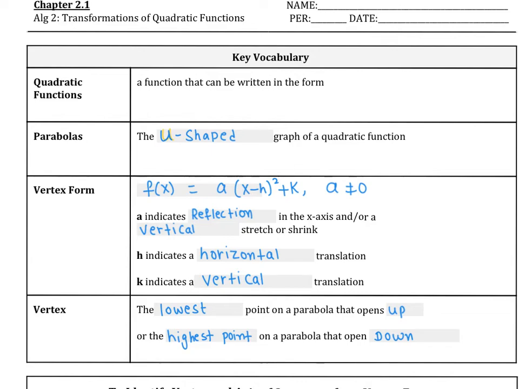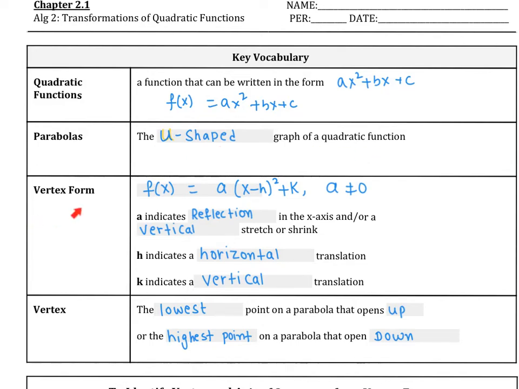Chapter 2.1 Day 1: Transformation of Quadratic Functions. A quadratic function is a function that can be written in the form ax squared plus bx plus c. So any function written in the form ax squared plus bx plus c is called a quadratic function. Parabolas are the U-shaped graphs of quadratic functions.